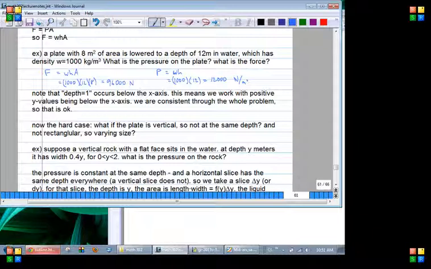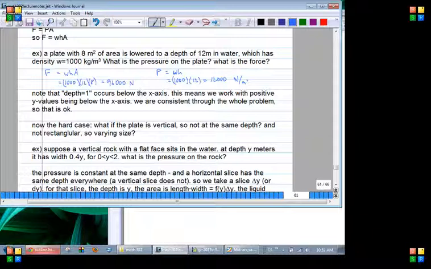So to find the pressure, first of all, we need the depth. So for a slice, what's the depth? The depth is just y. First of all, remember we're doing WHA in some order. So the depth is y. What's the area? Well, it's a slice, so it's a rectangle. So the area of a rectangle is length times width.